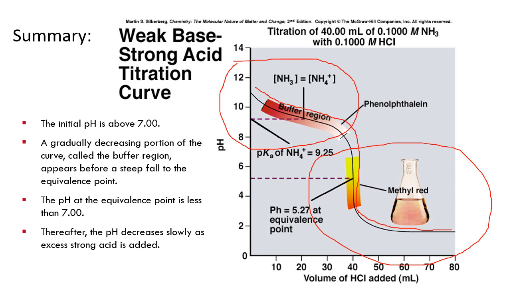Now, a couple other things to note. If we remember the half neutralization point, it also applies to your weak base, strong acid titration. At the half neutralization point, the pH is going to be at 9.25. The concentration of ammonia and its conjugate acid are going to be equal in the solution, and then the pH is going to be equal to the pKa of the ammonium ion.